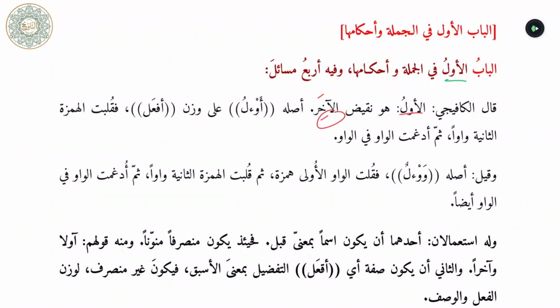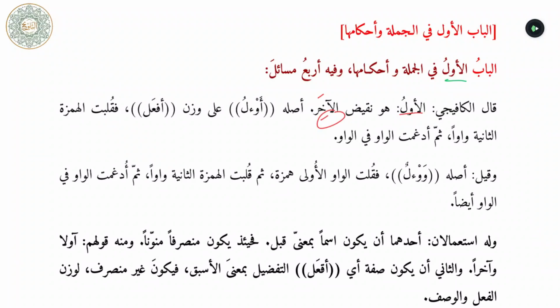Asluhu aw'alu. The word is actually aw'alu, ala wazni, on the pattern of af'al. فَقُلِبَتِ الْهَمْزَةُ الثَّانِيَةُ وَاوًا. The second hamza turned into a waw, hence it became awwalu. ثُمَّ أُدْغِمَتِ الْواو فِي الْواو. And then we had idgham, hence it being awwalu.